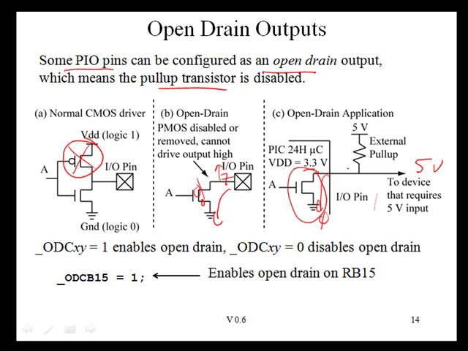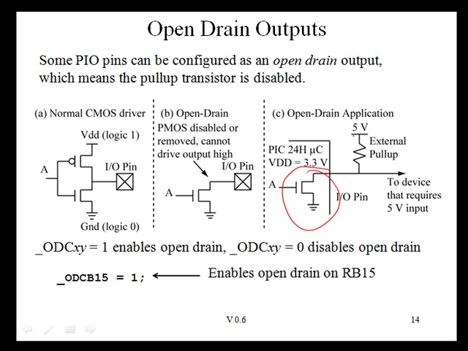If I want to pull to 5 volts, then whenever I try to drive high, this pin here will be floating as a Z. I will add an external pull-up resistor out here to 5 volts, and this pull-up resistor will provide the necessary 5 volts. If you use this particular application of trying to provide a 5-volt output, you need to make sure that this particular PIO pin is also 5-volt tolerant. Some PIO pins are 5-volt tolerant. They can withstand 5 volts on their outputs, while others are not.